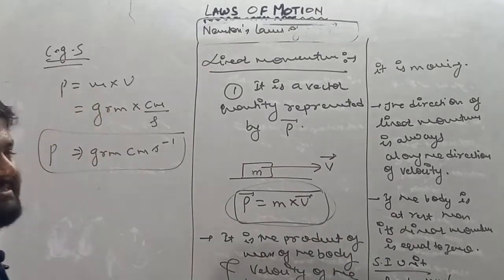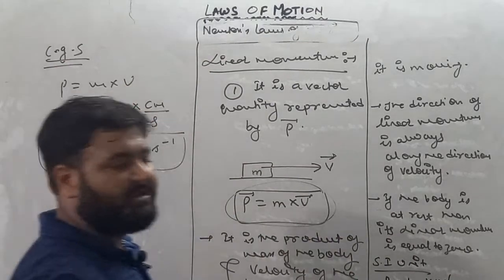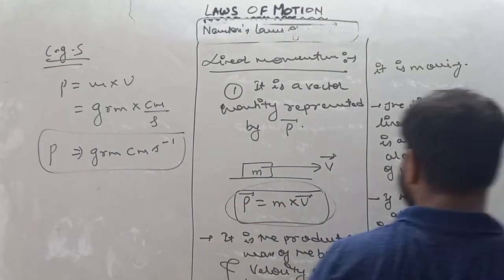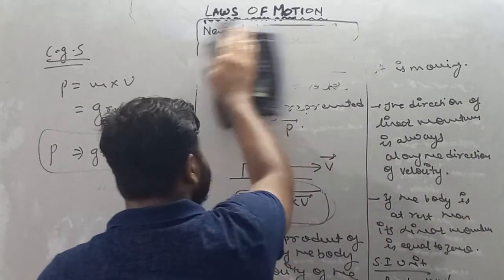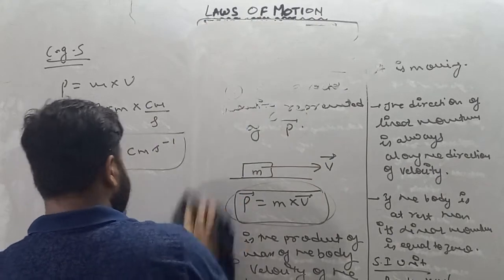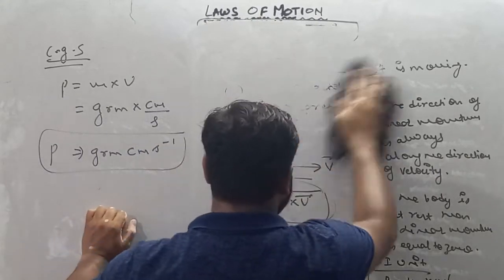CGS unit of mass is gram and CGS unit of velocity is centimeter per second. So this is all about linear momentum. Come to our next topic, it is Newton's second law of motion.